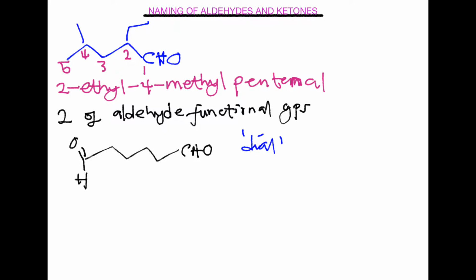So we still count the longest chain over here. So it's going to be our carbon number 1, 2, 3, 4, 5, 6. So the corresponding alkane name is going to be hexane. So naming this is going to be 1,6, we have a dash, hexanedial. Alright, why don't you try another one?